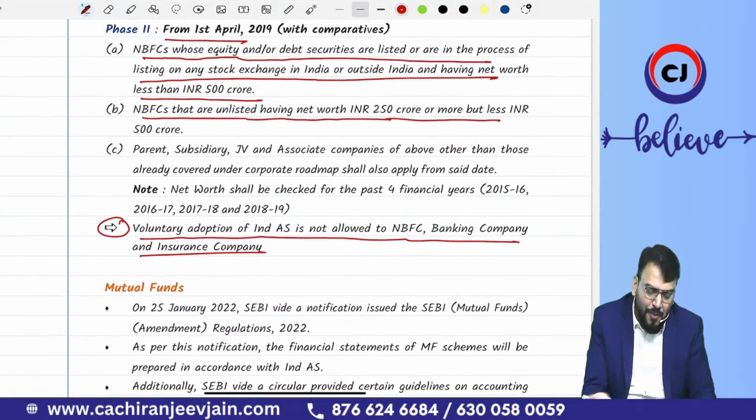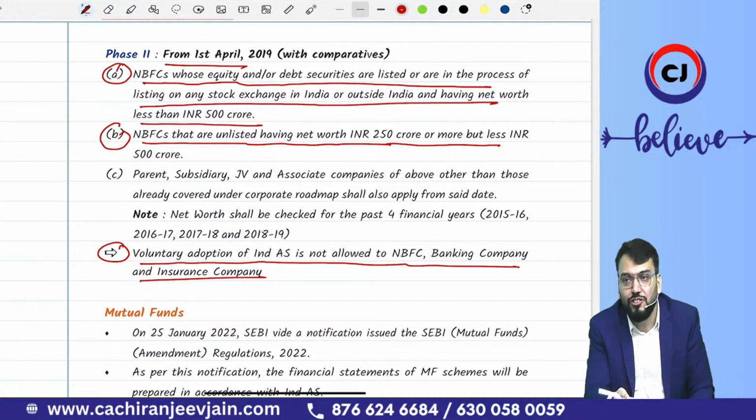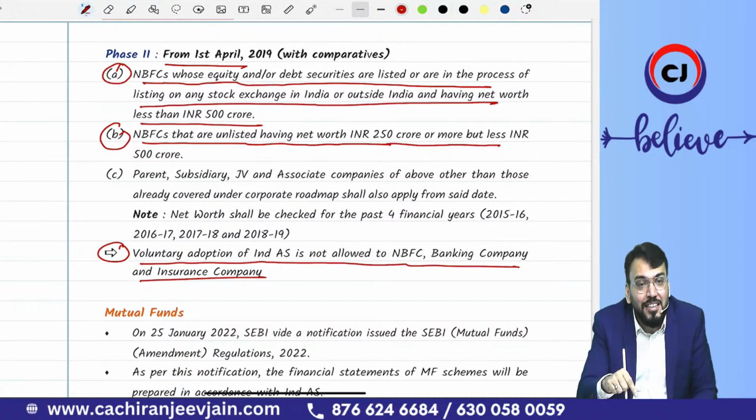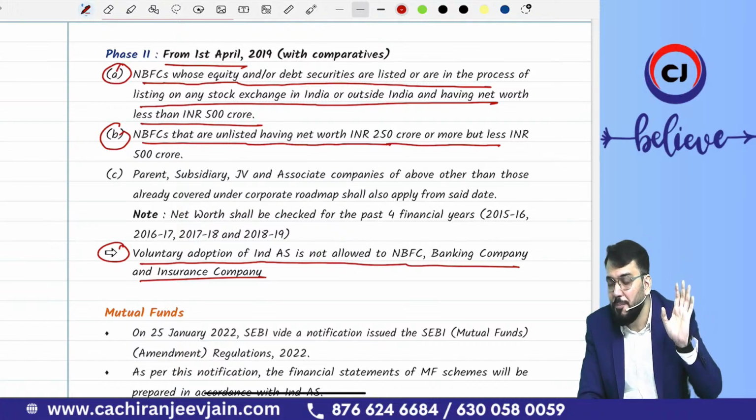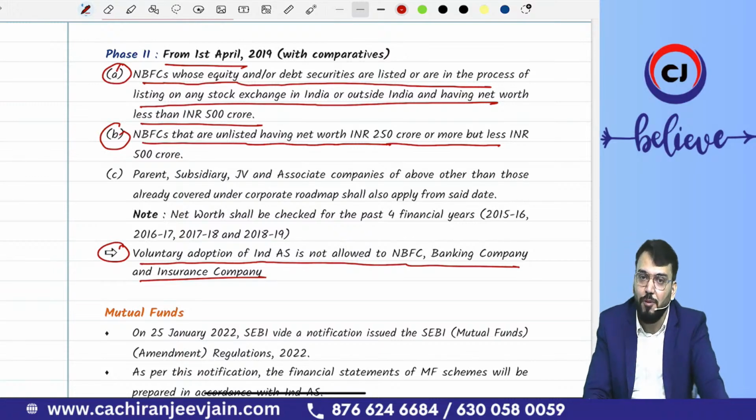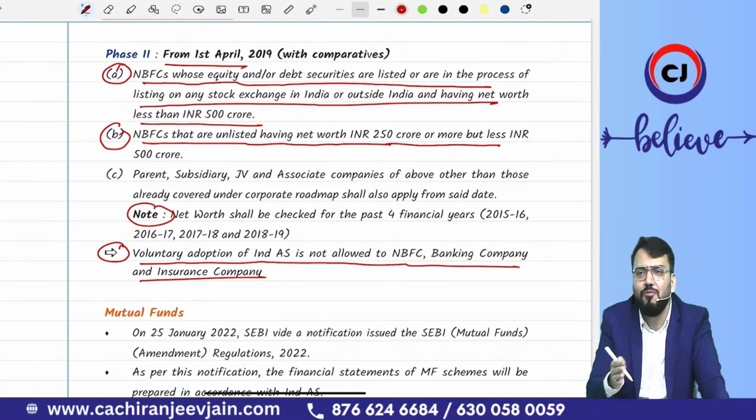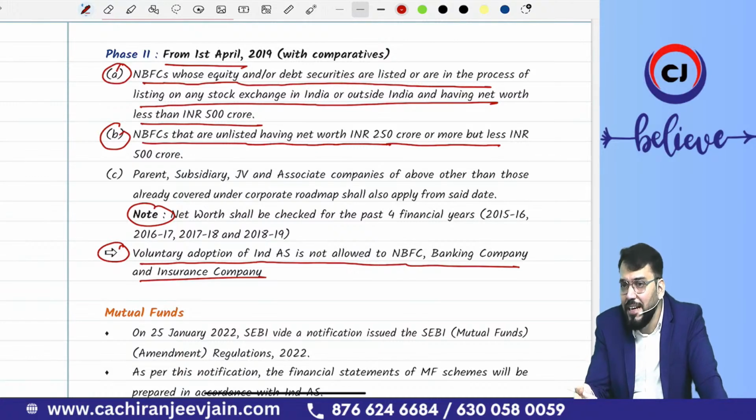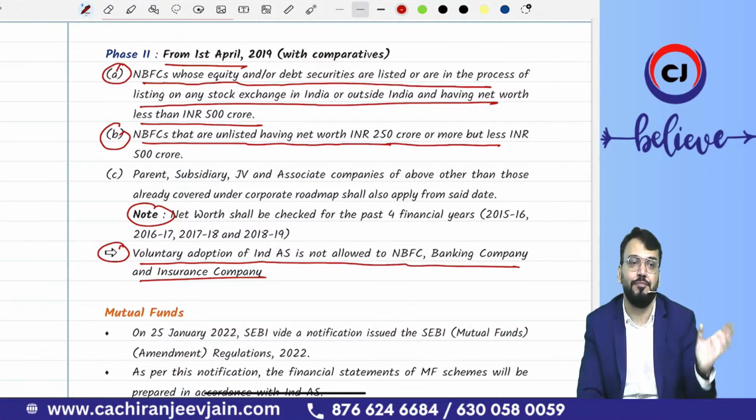Correct? Yes, sir. Of course, if you have understood A and B, you have also understood that the parent company, associate, joint venture and subsidiary of A and B will also have IND AS applicable from which date? From 1st April 2019. Got this point? Yes, sir. Net worth will be for 4 previous financial years. For 4 previous financial years, if any one net worth is satisfied, IND AS will be applicable from 1st April 2019.